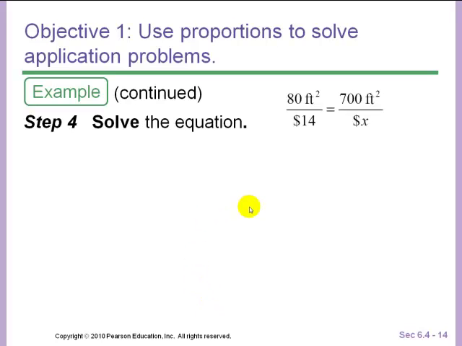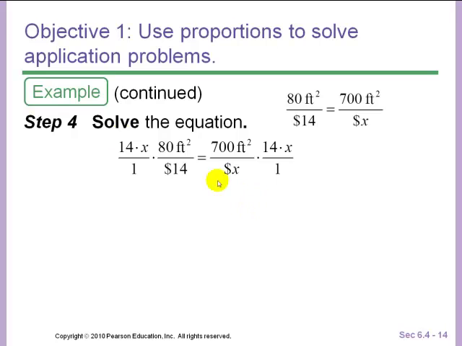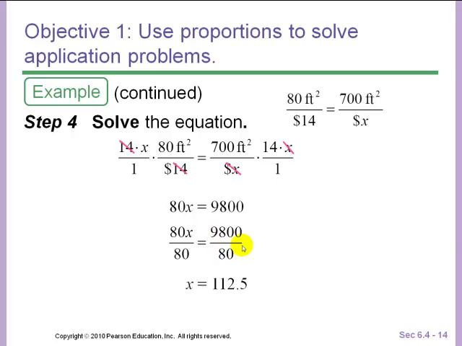Now we will solve this proportion. Multiply both sides by the common denominator of 14x. So 14 times x on both the left and the right side. On the left side, the 14's cancel. On the right side, the x's cancel. X times 80 is 80x. 700 times 14 is 9,800. Solve this by dividing both sides by 80, and we get x is 112.5.